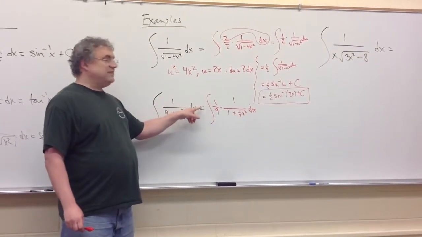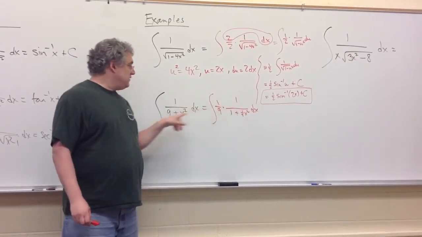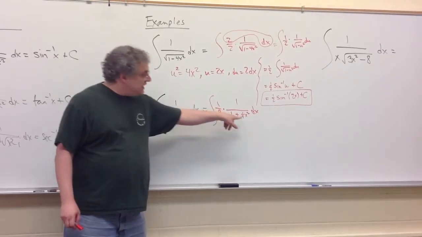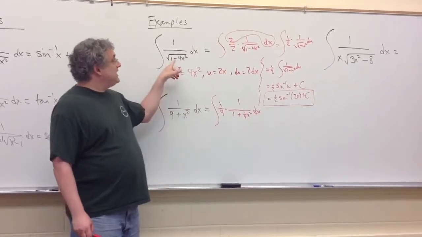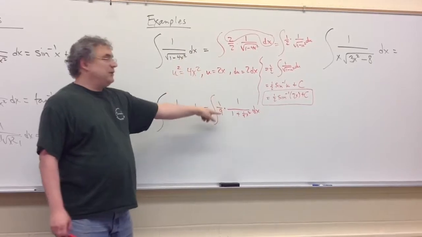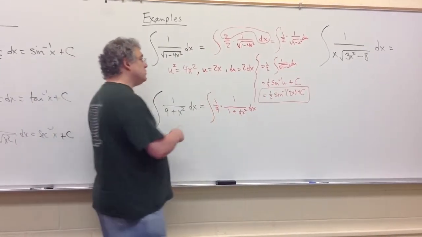So I pull the 1/9 out, that'll be great. This now, unfortunately, because I have to factor the 9 out, that's no longer x squared. I'm going to have to do the same thing I kind of did here, except now it's with an inverse tangent. So let's walk through this one again.